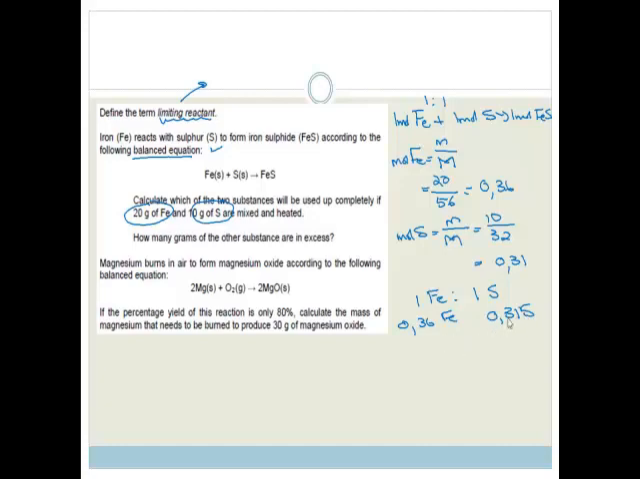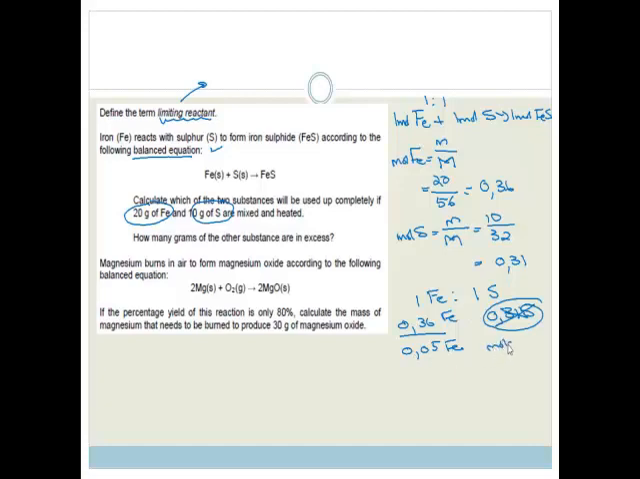So do you agree all the 0.31 moles of sulfur is going to use up 0.31 moles of Fe and leave 0.05 moles of iron left over? So it says calculate which of the two substances will be used up completely. Your sulfur is going to be used up completely. Okay, how many grams of the other substance are in excess? Well, we've already worked out we've got 0.05 moles.